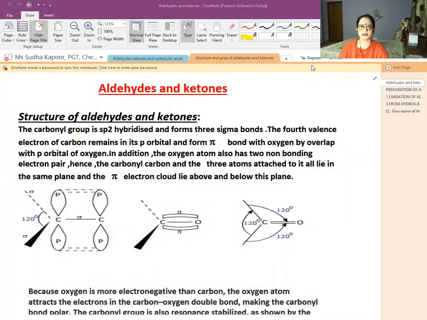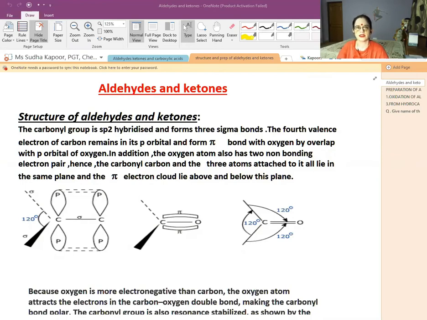Hello dear students, now we are on the second lecture of our lesson aldehydes, ketones and carboxylic acid. In this topic we are going to do the structure of aldehydes and ketones along with the preparation, which are mentioned both for aldehydes and ketones. So let us start with the first topic, that is aldehydes and ketones, their structure.